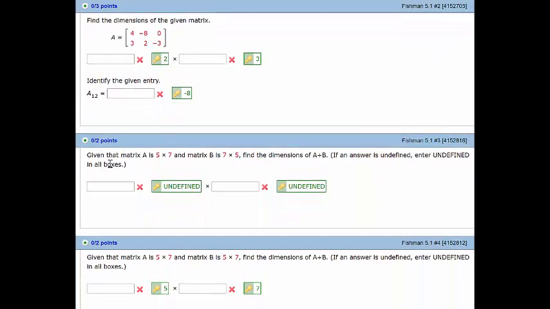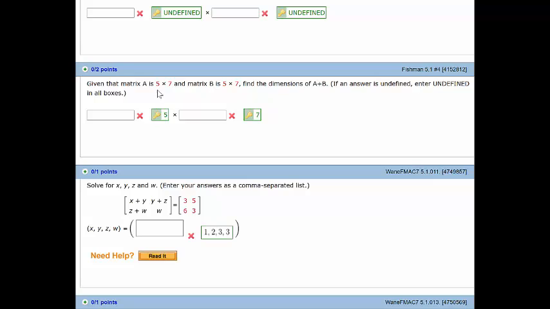Next, they're saying, given that matrix A is 5 by 7 and matrix B is 7 by 5, find the dimension of A plus B. So we are adding matrices, is that right? If you add matrices, do you see that the order of A and B are same or different? Different order, isn't it? A has 5 rows, 7 columns. B has 7 rows, so not same. You cannot add them. So you say undefined. So dimension is undefined. First part undefined, second part undefined. That's why you write twice.